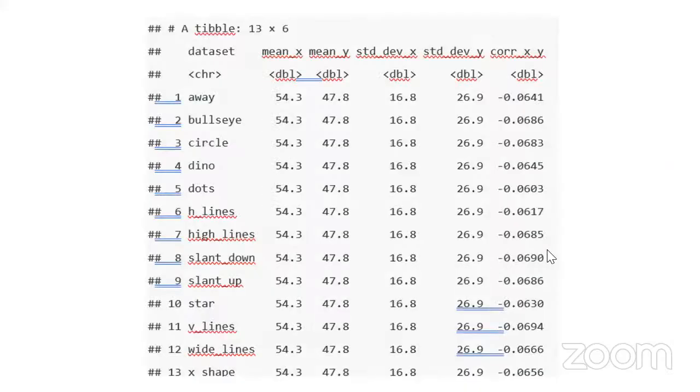You can see this is the data. First is away, and then circle, etc. These are the names of the shapes which you will get after plotting the data. You can see the mean of x is the same, the mean of y is the same, the standard deviation of x, the standard deviation of y, and the correlation are the same. All of them are minus 0.06, varying in the third decimal place, whereas up to one decimal place the means and standard deviations are exactly similar.